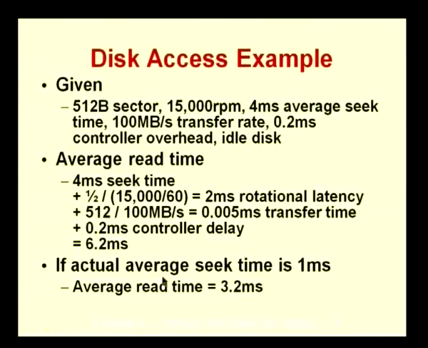Now, we said the average seek time is 4 milliseconds. If the actual seek time was only 1 millisecond, then the average read time would come to about 3.2 milliseconds. So, you can see that there are different components over here, and the seek time happens to be the largest of these. 4 milliseconds for seek time, 2 milliseconds for rotational latency, 0.005 milliseconds for the transfer time, and 0.2 millisecond controller delay. If you are able to reduce the seek time, you will be able to reduce the overall disk access time. So, when we look at performance of disk, many times our concentration is on the average seek time.